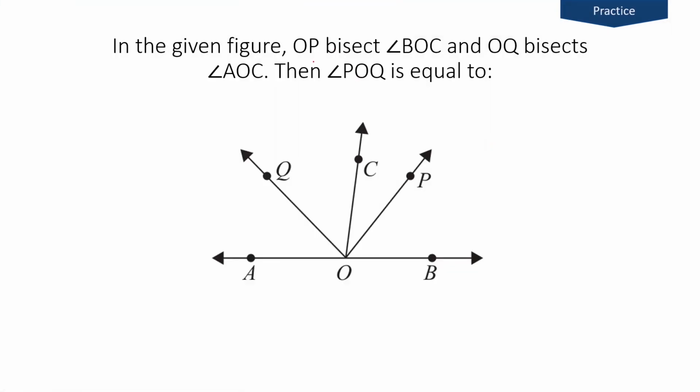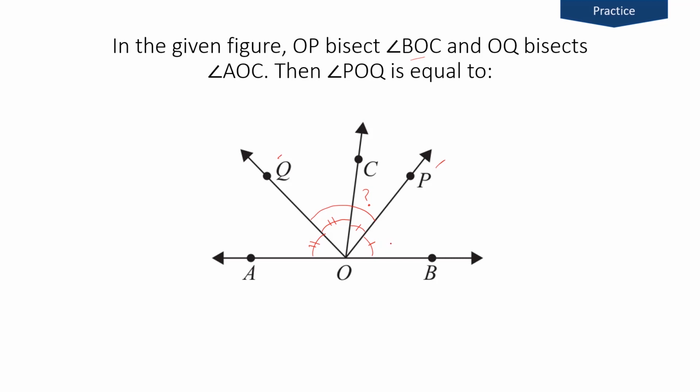Now in this example, it is given that this line OP bisects angle BOC and OQ bisects angle AOC. So I have marked that these two angles are equal and these two angles are equal. And we have to find the value of angle POQ, this big angle.